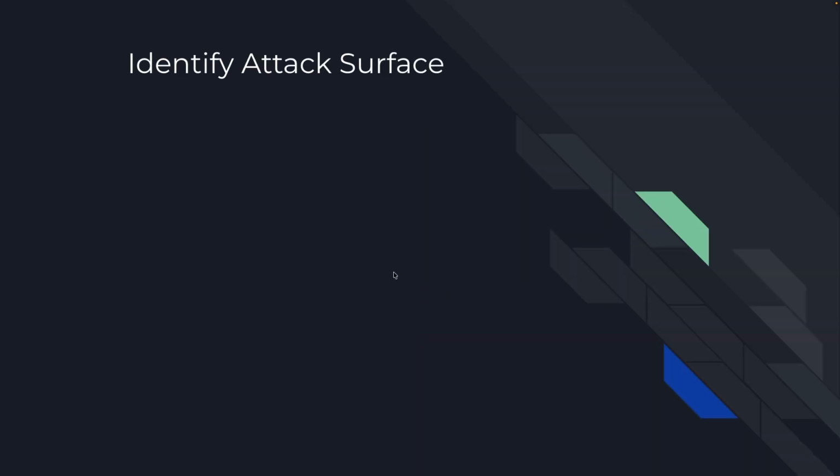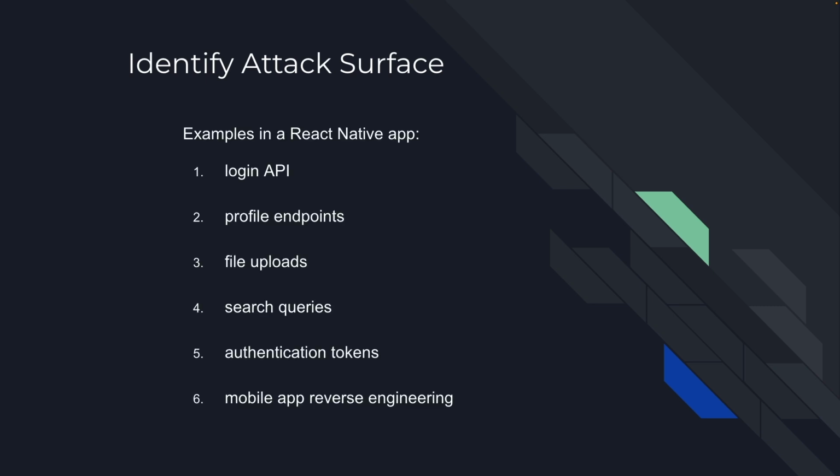So let's identify the attack surface. Attack surface is every place where attackers can interact with your system. For example, login, API profile endpoints, file uploads, search queries, authentication tokens, and mobile app reverse engineering. So every input in your system is a potential attack vector. This is a very important mindset for developers.